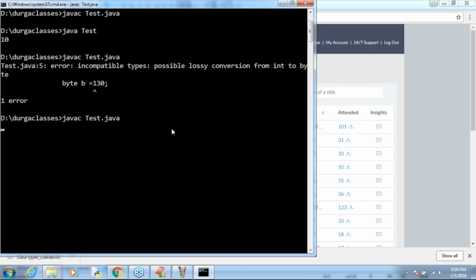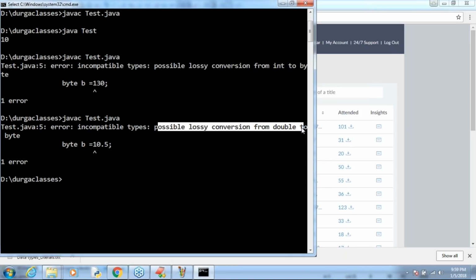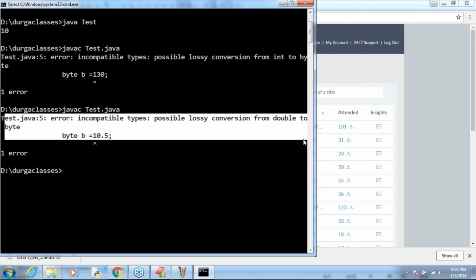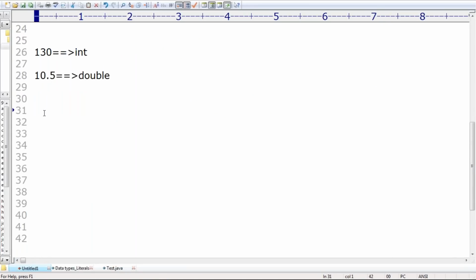Observe a bit carefully. Sir, compiler: incompatible types, possible loss of conversion from double to byte. Are you getting it? Is it clear for all of you? We are going to get this problem, right? Any explanation required? So for byte, the only allowed values are minus 128 to 127. That's all, sir.